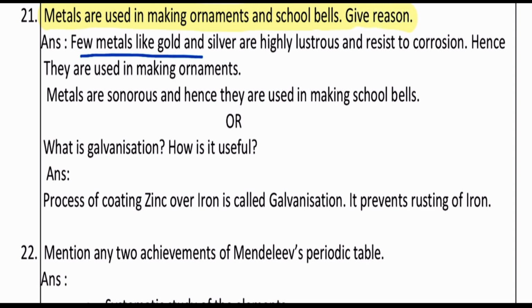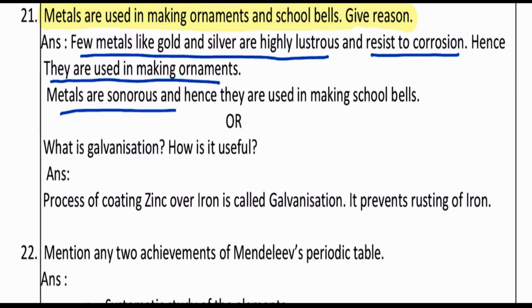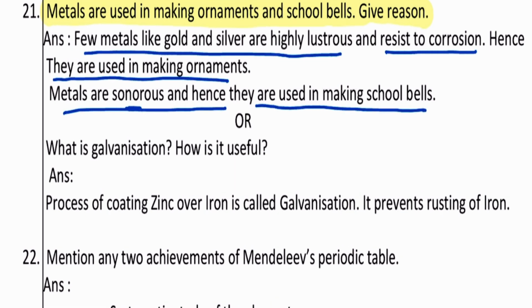A few metals like gold and silver are highly lustrous and resistant to corrosion. Corrosion means rusting or something like that. Hence, they are used in making ornaments. Metals are sonorous and hence they are used in making school bells. Sonorous means when struck they make a ringing sound. What is galvanization? How is it useful? Answer. The process of coating zinc over iron is called galvanization. It prevents rusting of iron.